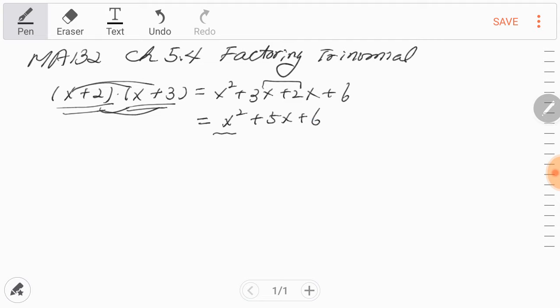So here is a trinomial, x squared plus 5x plus 6. We want to factor this trinomial so that it becomes a product of these two binomials. So how can we write it like this? There are some methods, so let's use one of those methods.